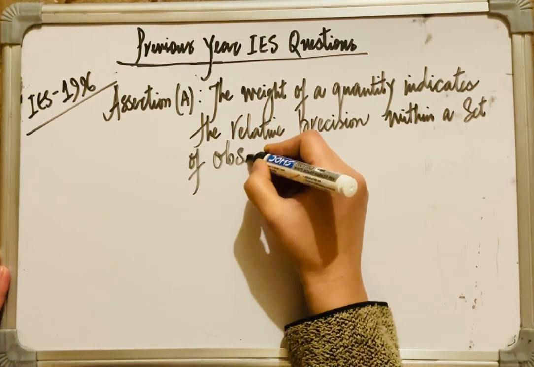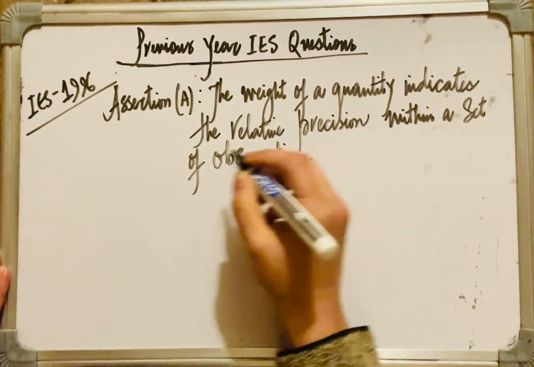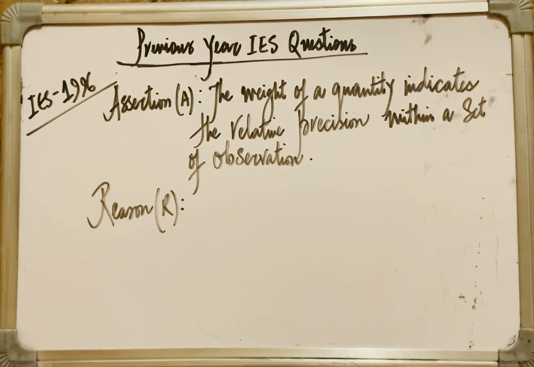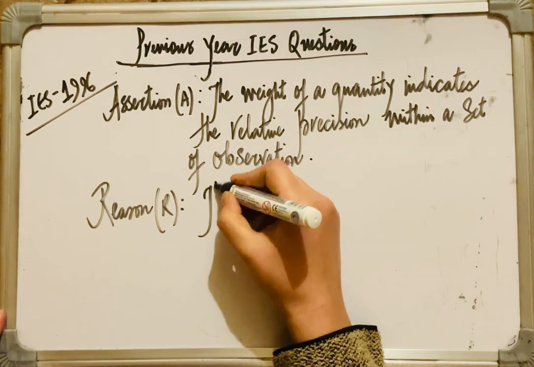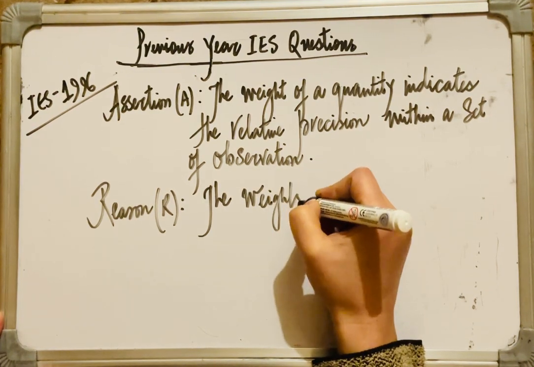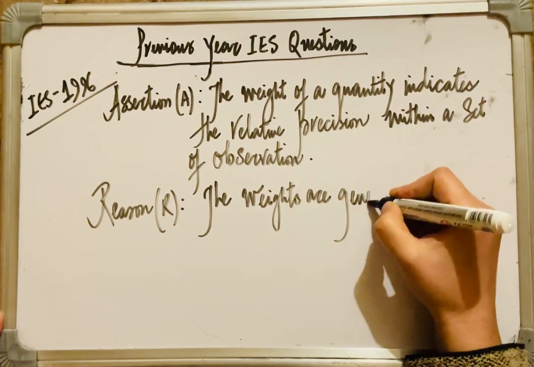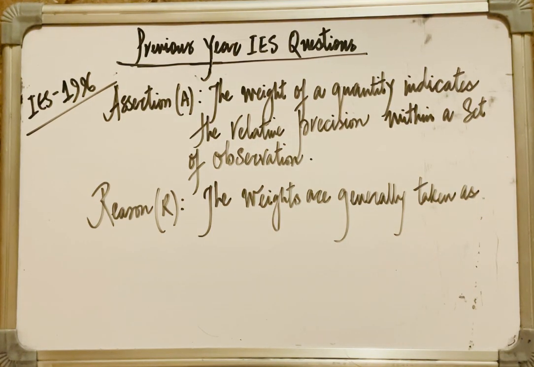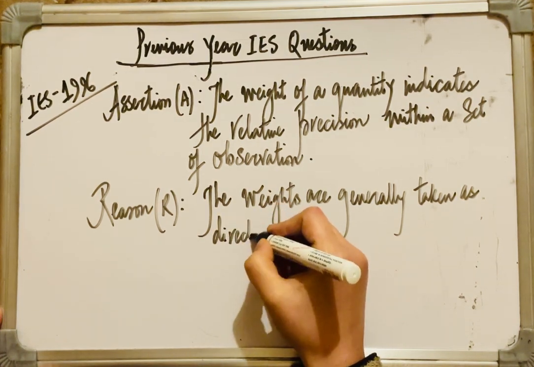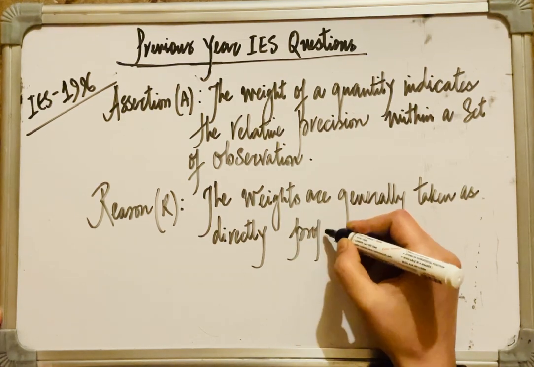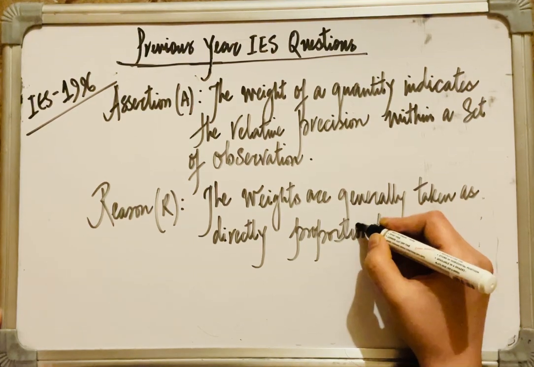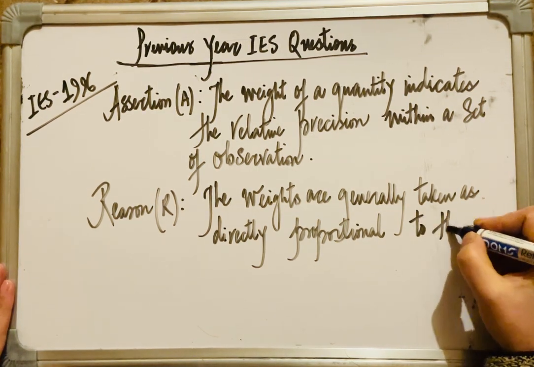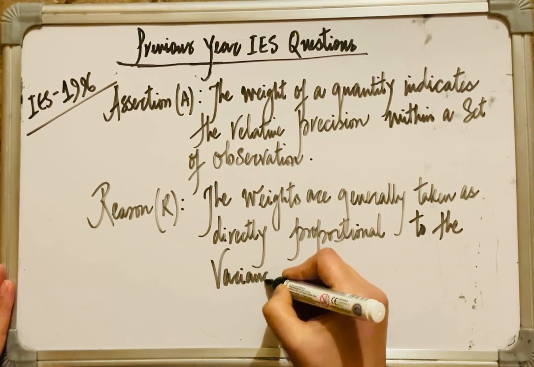And the reason for this they are giving as: the weights are generally taken as directly proportional to the variance of the standard errors.